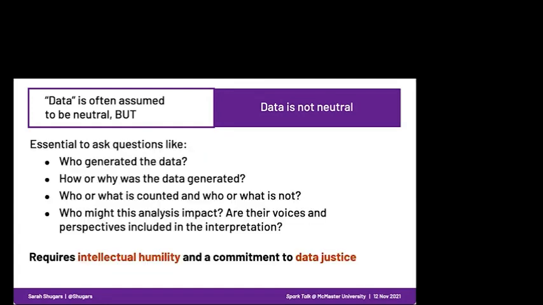So when you're doing computational social science, it really is absolutely essential to ask questions like, who generated the data? How or why is it generated? What is counted and what is not? And what impact might this analysis have and whose voices are included? These are really essential elements of computational social science. And doing this well requires both intellectual humility and a commitment to data justice.